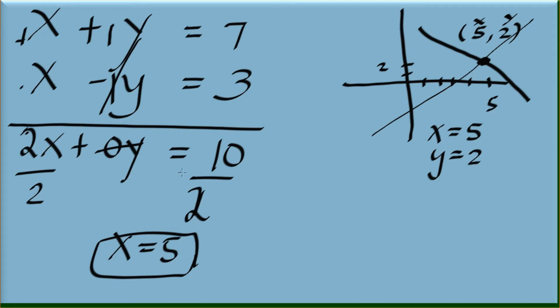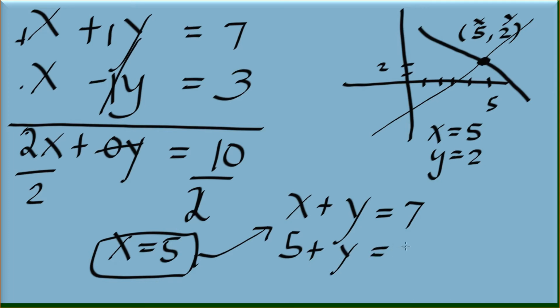Okay, so we can just plug in or substitute x is equal to 5 into one of those two original equations. You can pick the one you think is simpler. I'm going to use the first equation, x plus y is equal to 7. And then I'm going to plug in this 5 for x. In that way, I can solve for y. Okay, so the 5's are cancelled. Now we have y is equal to 2. 7 minus 5 is equal to 2.